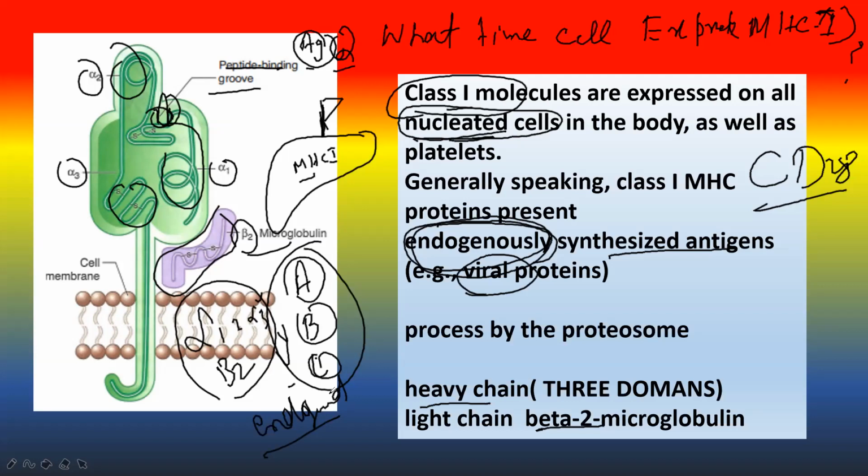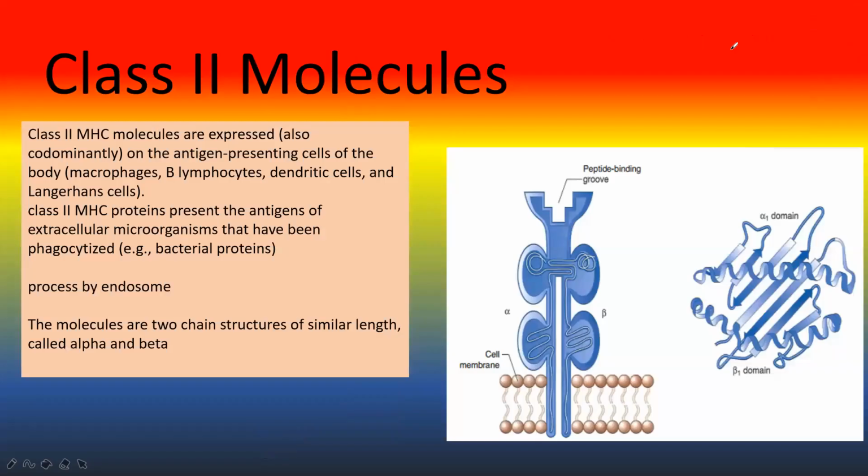And what is the location of MHC1? MHC1 is present on all body nucleated cells. So every body cell has MHC1, but not expressed every time. This is a very important thing. Every body cell has the ability to express, but it is only shown in which condition? When they have something wrong.